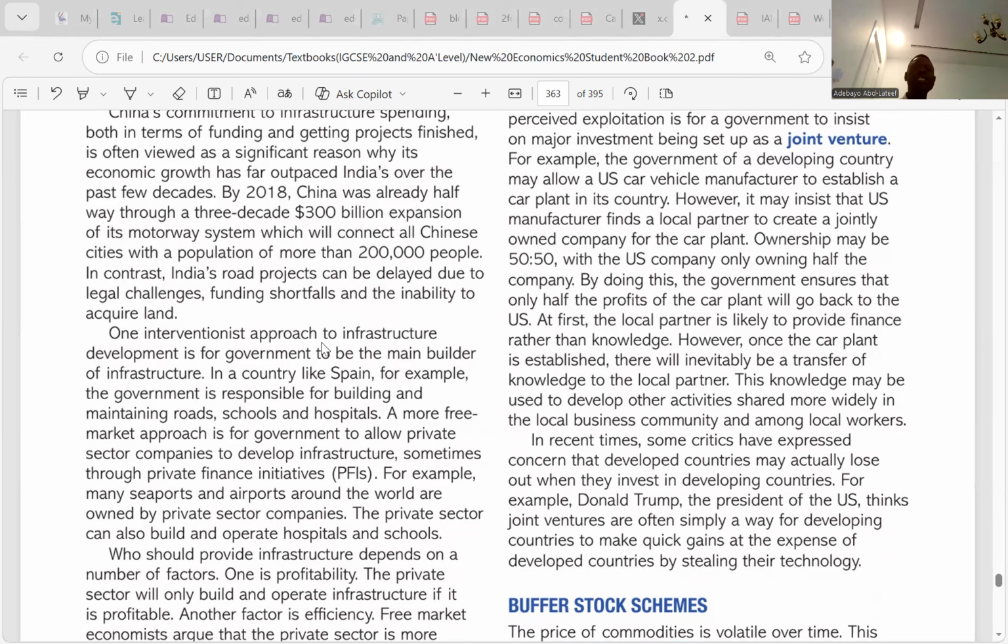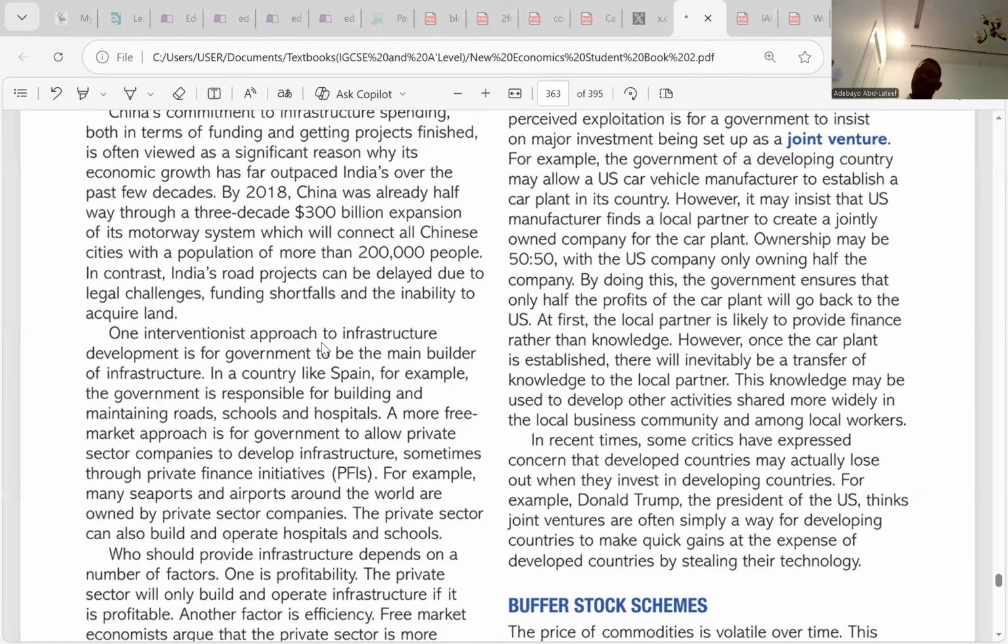At first, the local partner is likely to provide finance rather than knowledge. However, once the car plant is established, there will inevitably be a transfer of knowledge to the local partner. This knowledge may be used to develop other activities shared more widely in the local business community and among local workers. In recent times, some critics have expressed concern that developed countries may actually lose out when they invest in developing countries. For example, Donald Trump, the president of the US, thinks joint ventures are often simply a way for developing countries to make quick gains at the expense of developed countries by stealing their technology.